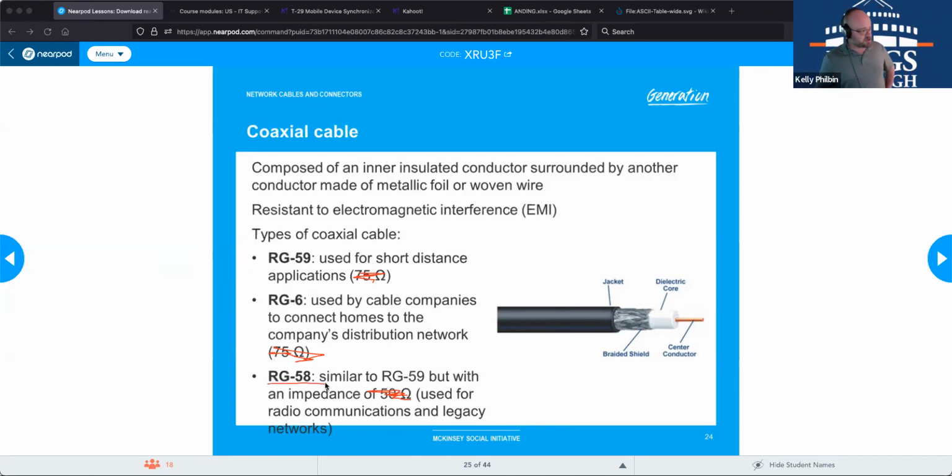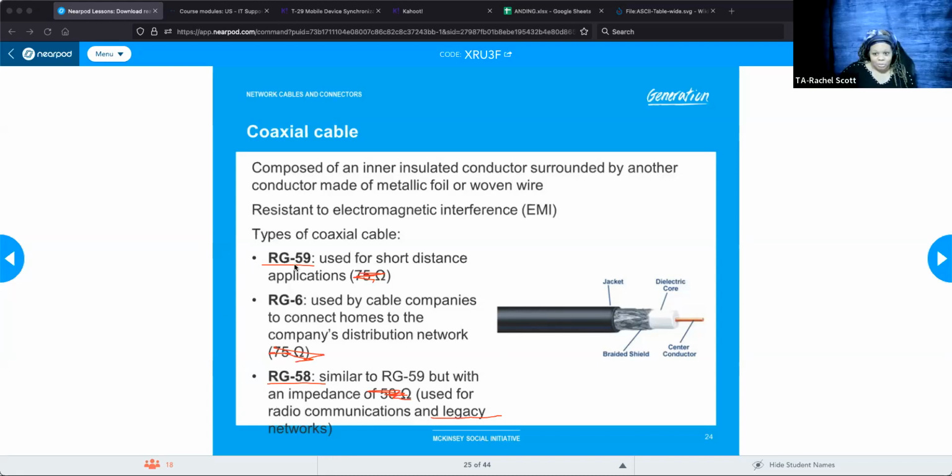Inside, we will use an RG58 or an RG59. Typically for short distance, you will use the 58. Longer distance, you can use the 59. And I believe the 59 is more data oriented, 58 is more cable TV, things like that. So this would be legacy, the older technology. 59 is typically what we're using for the most part today.